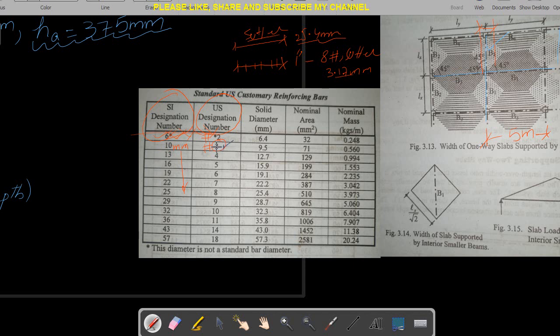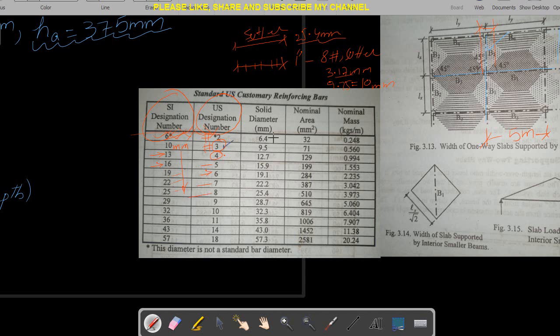Number 3 equals 10 mm. This is rounded. Because if you multiply 3 with 3.17, roundabout we get 9.5, so this is rounded to 10 mm, right? Similarly number 4, it is roundabout 12 point something, which is rounded to 13. Similarly number 5, 15 point something, it is rounded to 16. Number 6 equals 19 mm. Number 7 equals 22 mm. Number 8, 25, and this is the way.